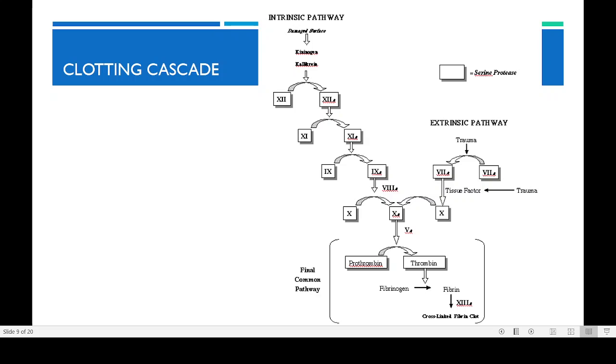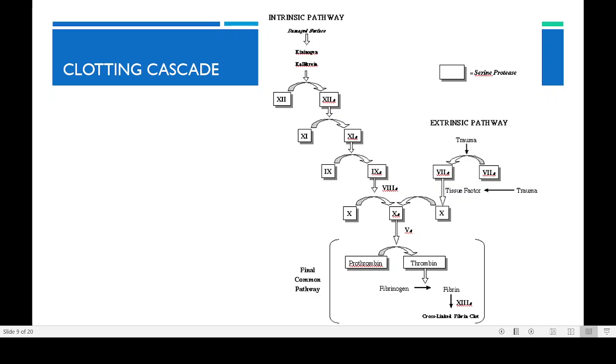See, this is the extrinsic pathway and this is the intrinsic pathway. Here you can see that the clotting factor 7 pro-converting will be converted into the active form. So that is normally caused by a mechanism for any kind of trauma, external trauma. So this is the extrinsic pathway.